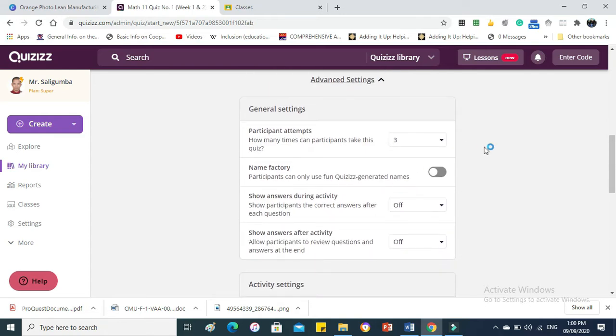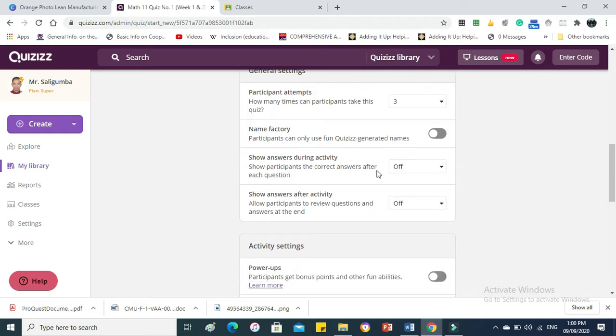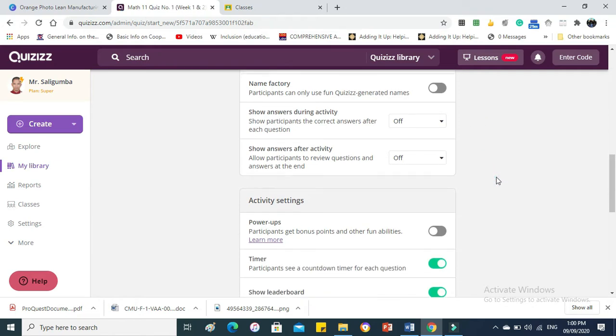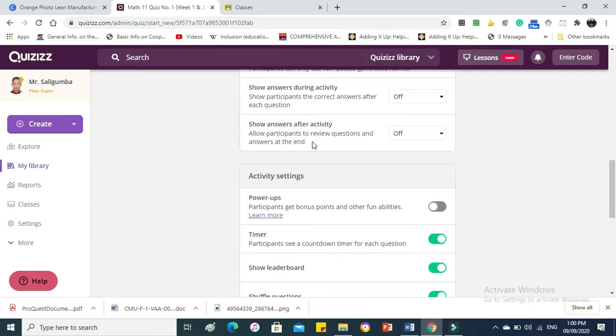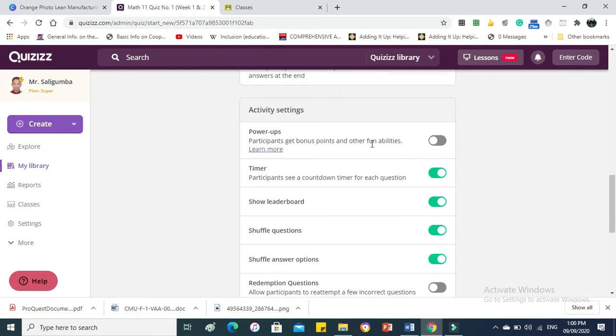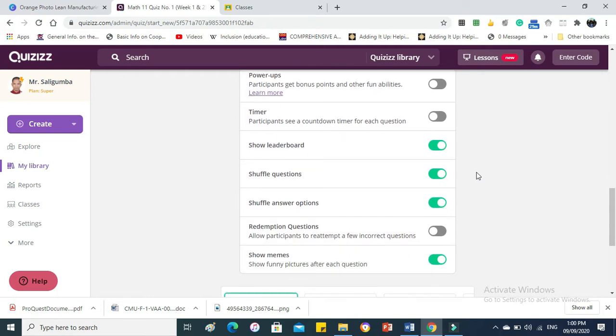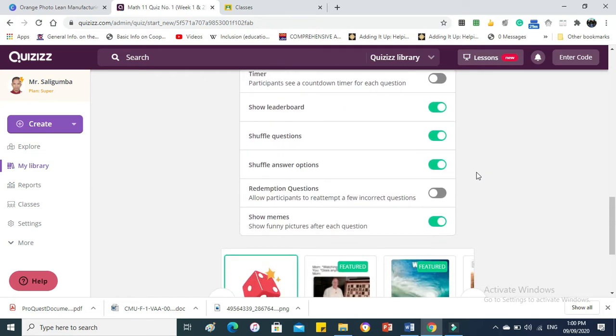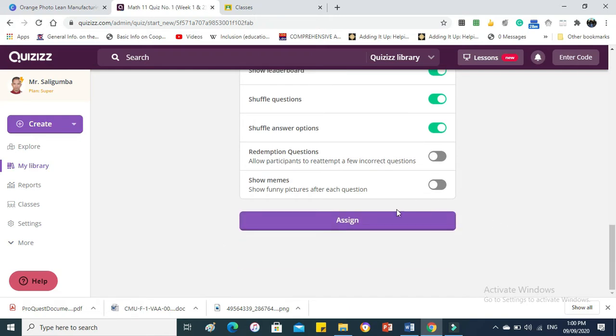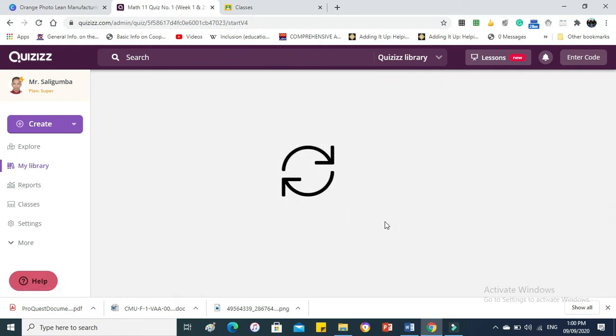You can set here the number of attempts that they can have, but here I will choose 3. You also have the option to show if they got the right or wrong answer after every item, but I turned it off since this is a summative test. I also turned off the feature to see the questions and answers at the end of the quiz, as well as power-ups. I will also be turning off the timer because it causes them to really rattle, and I will be turning off show memes because they will distract the students, so that they focus only on answering. And of course, do not forget to click the assign button.